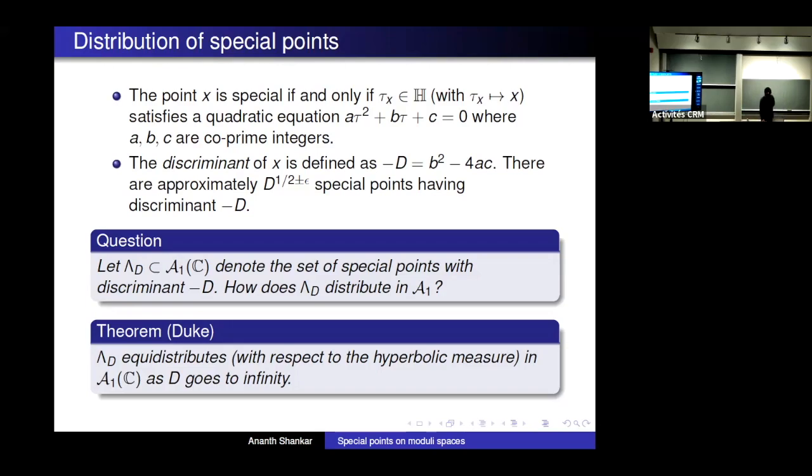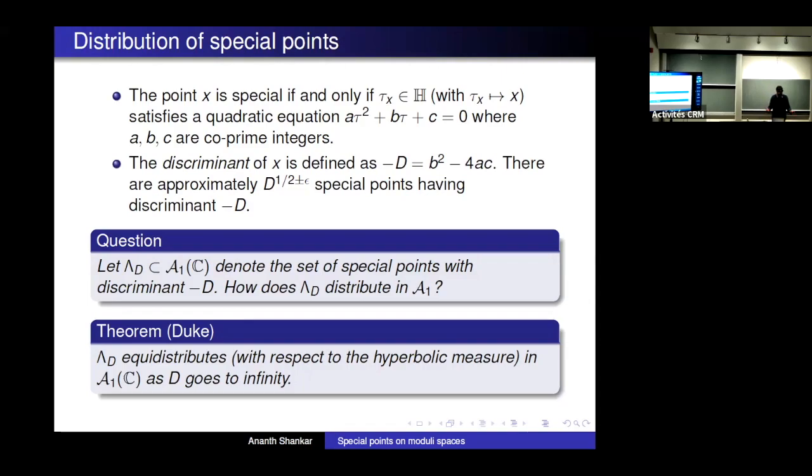So the number of special points is the class number? Yeah, exactly. That's exactly right. The L function is the plus or minus epsilon. You know, there's a square root of d and then it's a class number.